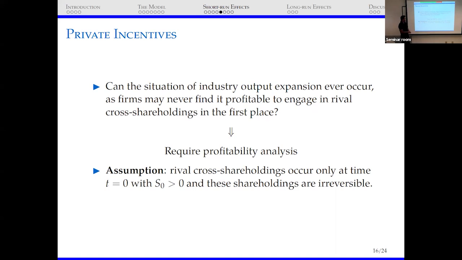So first, we're going to assume that rival cross shareholdings occur only at time t equals 0, with S, the initial stock, positive, and this shareholding is irreversible. It stays forever, so we don't change it. We decide today, which is a very strong assumption, but it helps us understand what's going on in these situations.